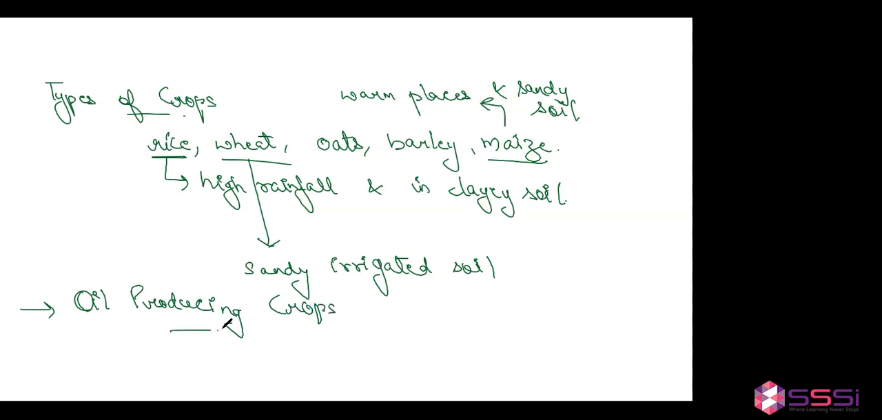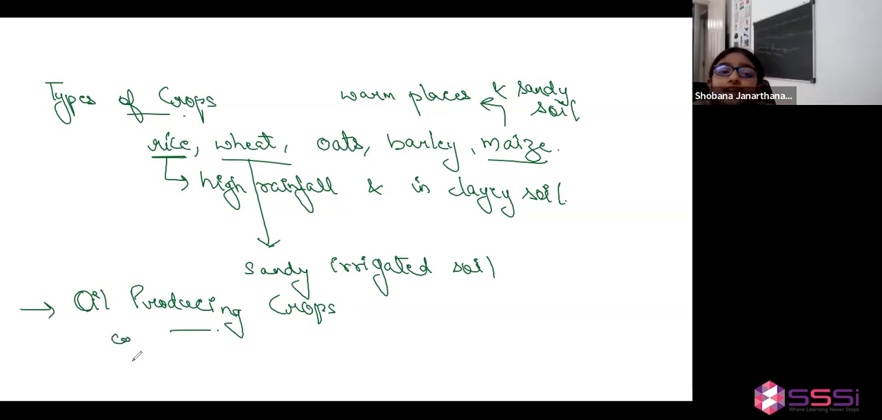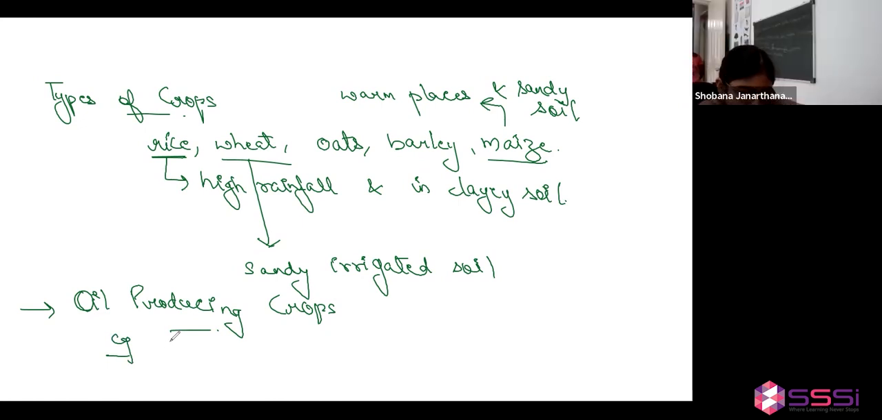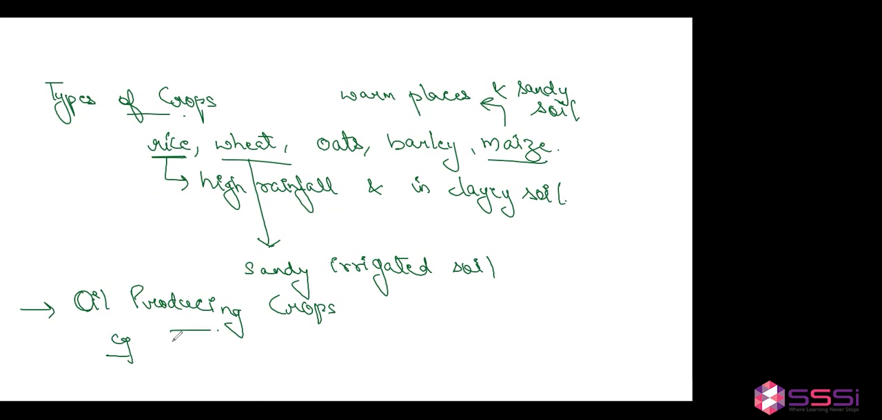So now, oil producing crops. These are crops which are cultivated to produce oil, right? Oats and barley, how do they grow? I'll tell you about the soil that is used. Barley is the same as maize, and regarding oats, I'll tell you.